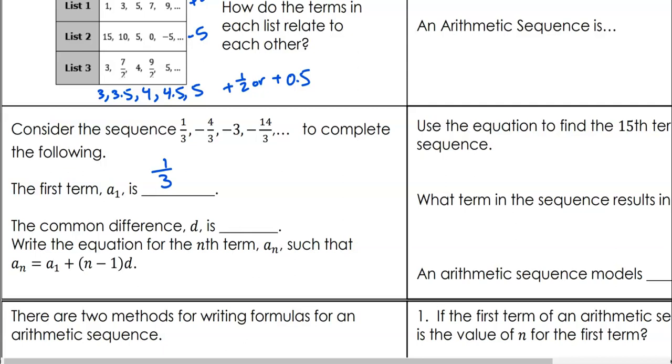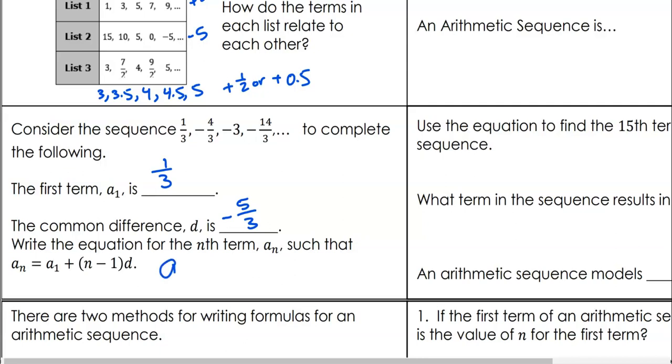Good. What is the common difference each time? Look at the very first one. How did 1/3 become -4/3? What did you subtract? Because it went down. We went down 5/3. Do we agree with that? So our difference is -5/3 because you subtracted the number from it. So using our first term and our common difference, we're going to write an equation to represent this arithmetic sequence.